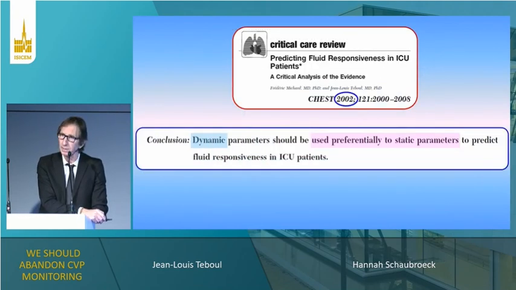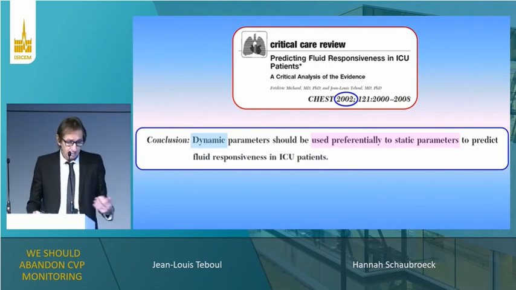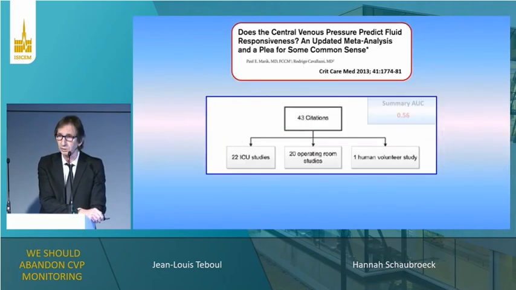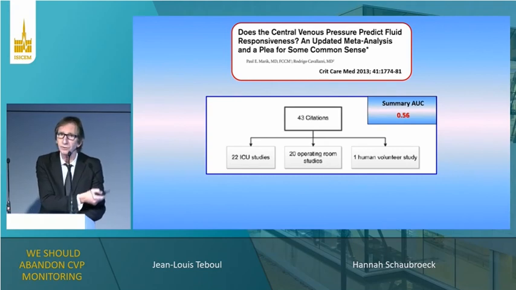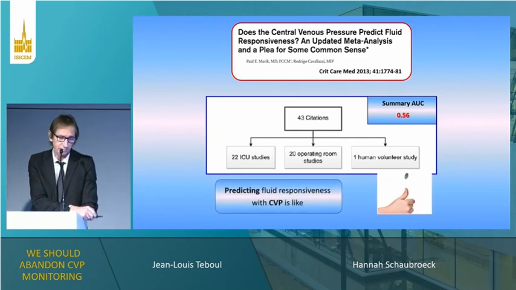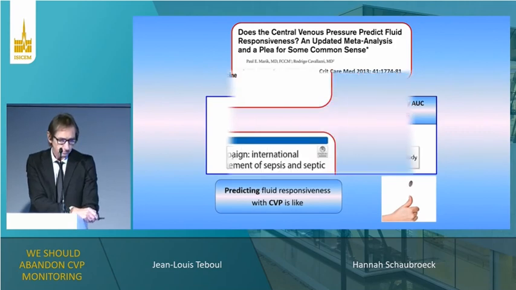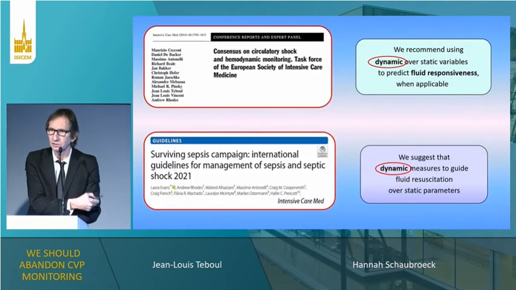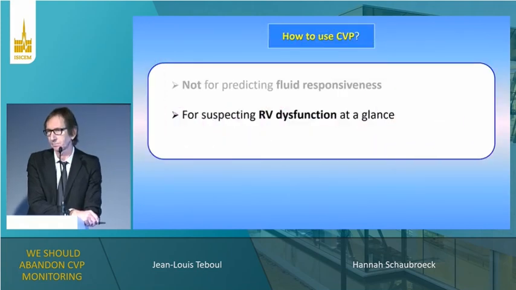And this was confirmed in many other studies. In this review article published in 2002, we said that dynamic parameters should be used preferentially to static parameters like CVP to predict fluid responsiveness. This is a meta-analysis by Paul Marik and others showing that CVP cannot predict fluid responsiveness at all. It's just like tossing a coin. And now, the international societies recommend using dynamic parameters instead of static parameters like CVP. There is no doubt about this.